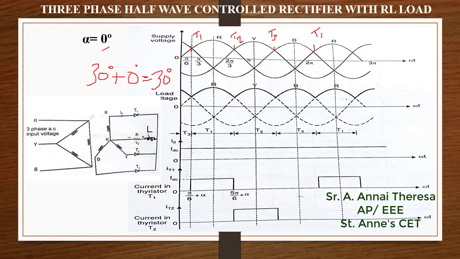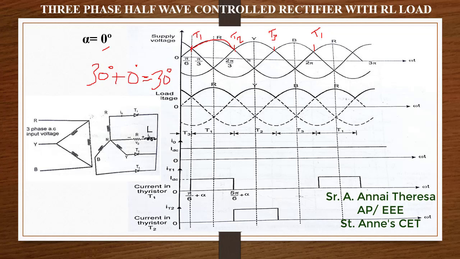Here which thyristor should we trigger? T1, because T1 is connected with the R phase. We are going to trigger this T1 at this point. Now what will be the output? If we trigger the thyristor T1, then the R phase voltage will appear across the load. See here, the same output.